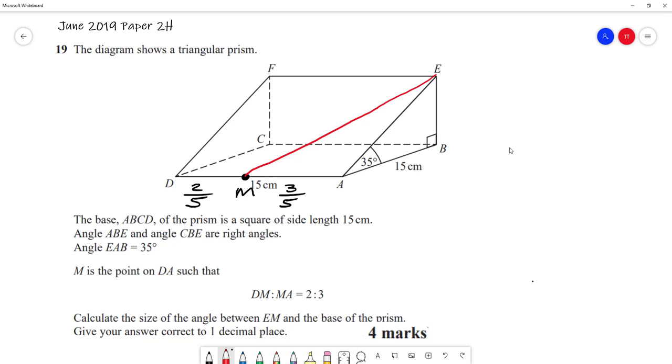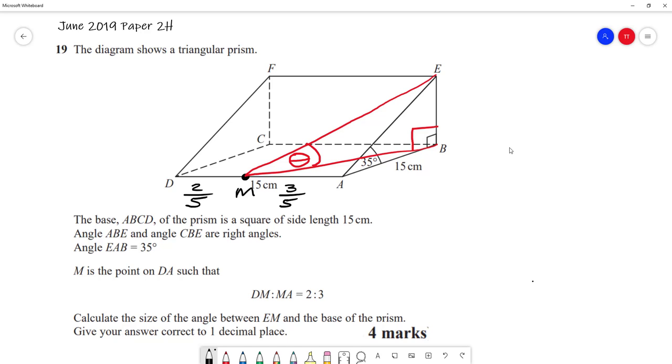And then I'm going to draw another line going from M to B. And what we get is a right angle triangle. And this is the angle required. I'm going to call it theta. So in order to do this, we first of all need to work out what this side EB is.